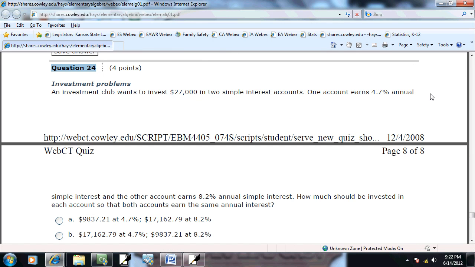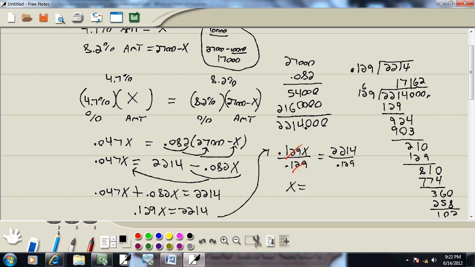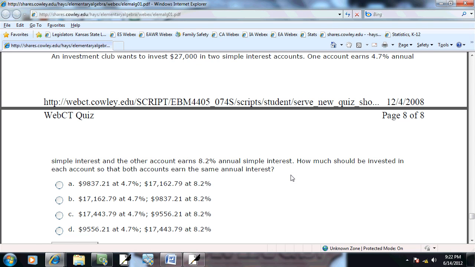Well, I'm not going to continue. I think it's pretty obvious. Assuming I'm doing my multiplication correct, which is always kind of iffy, if I continue that, it would be 0.79. So this gives us 17,162.79. Some instructors don't let you use a calculator in elementary algebra, so I just wanted to show it, and I think you get an idea.